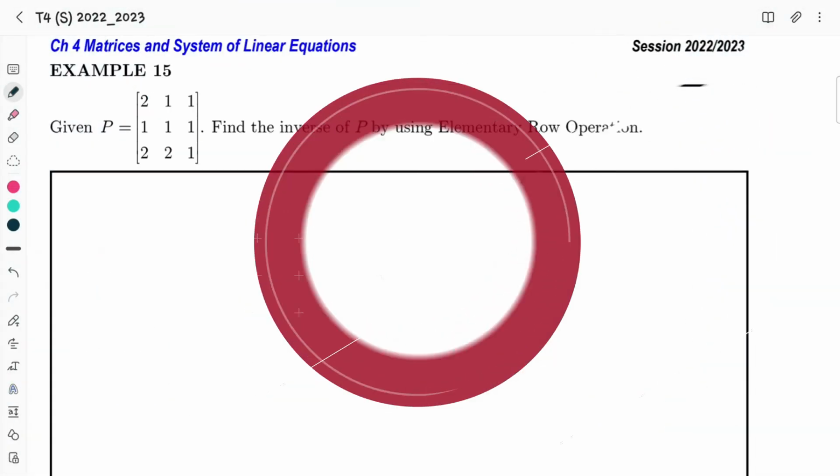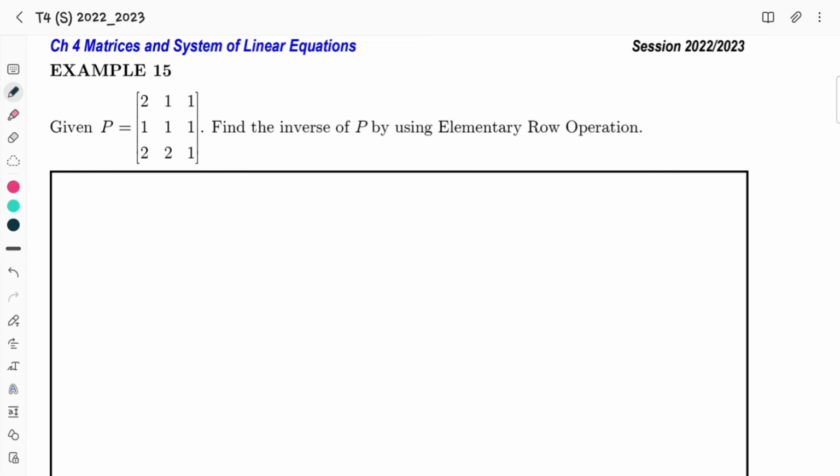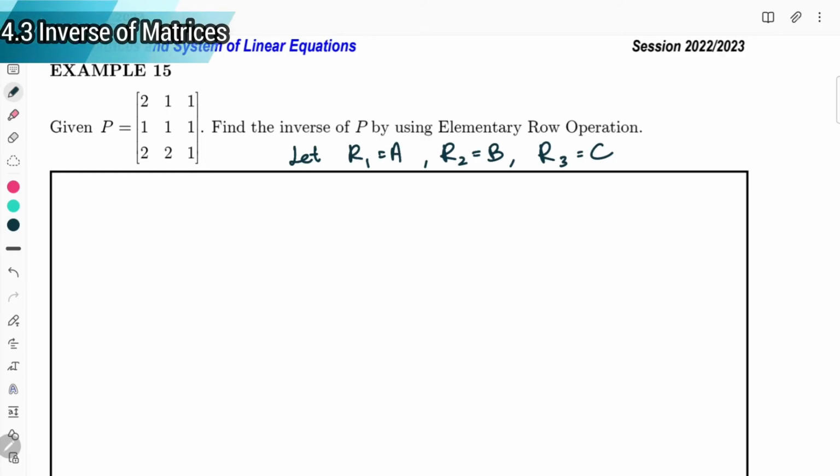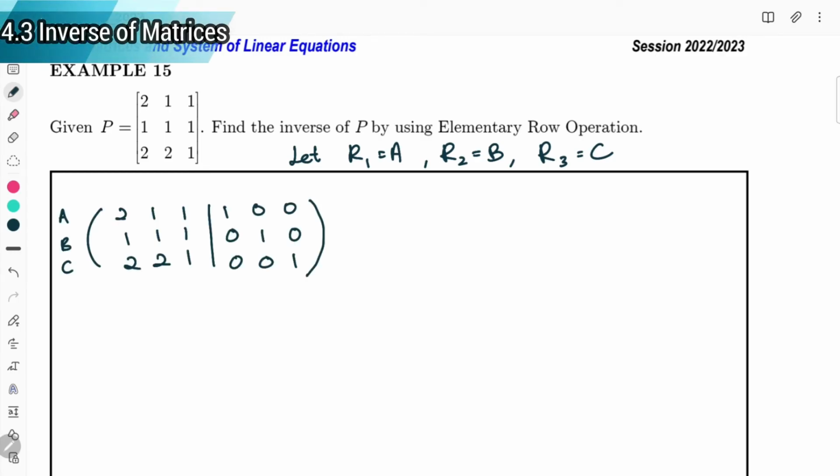Let's try ERO on a 3 by 3 matrix. Row 1 will be labeled as A, row 2 will be labeled as B, and row 3 will be labeled as C. So this is the augmented form. Focus on the first column.